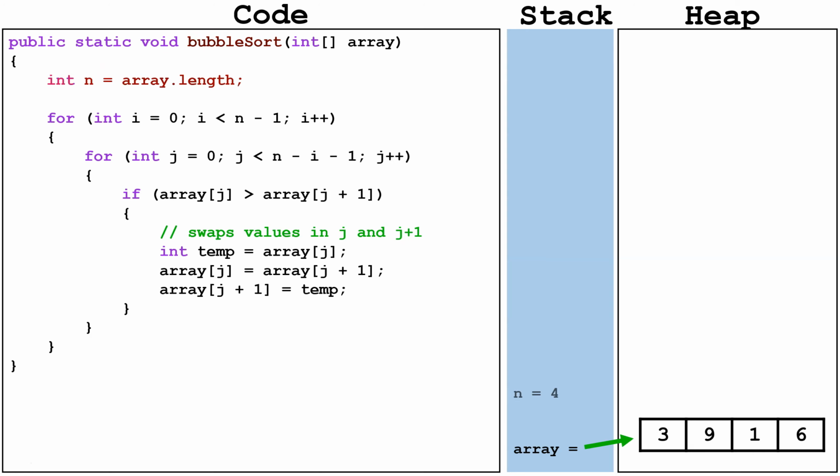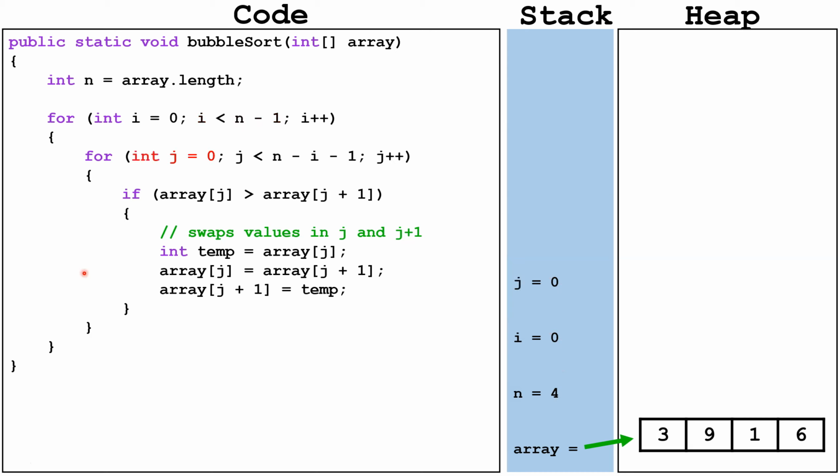Next, what we do is we declare a variable n and set it equal to the length of the array. So in this case, the array length is 4, so we're setting n equal to 4 here on the stack. Next, we're going to start the outer for loop. We're going to declare int i and set it equal to 0, put that on the stack. Before we continue the for loop, we're going to check, is i less than n minus 1? So n minus 1, 4 minus 1 is 3. 0 is less than 3, so we keep going.